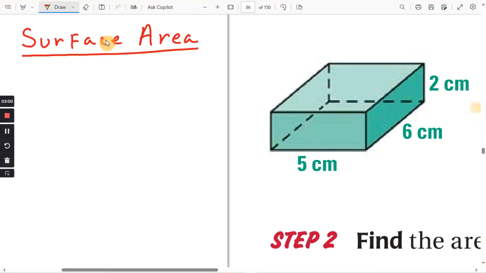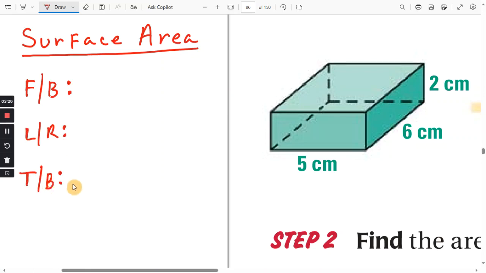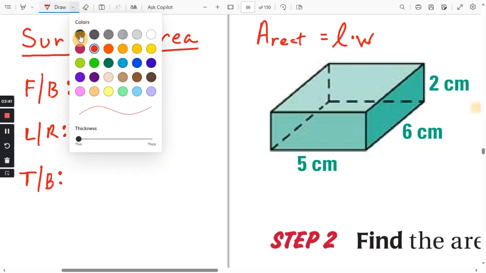All right, so we're going to find the surface area. We basically just add the area of all the faces. We have faces on the front and back, faces on the left and right, and faces on the top and bottom. Those are all going to be rectangles. So we're going to add up all the areas. The area for a rectangle, we know to be length times width. So let's do that.